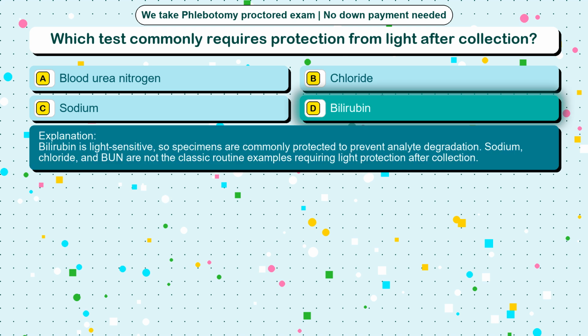Bilirubin is light sensitive, so specimens are commonly protected to prevent analyte degradation. Sodium, chloride, and BUN are not the classic routine examples requiring light protection after collection.